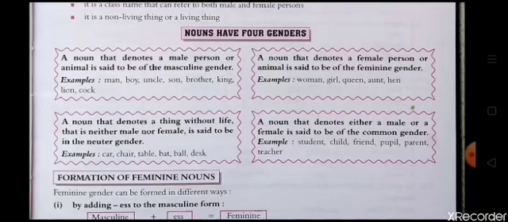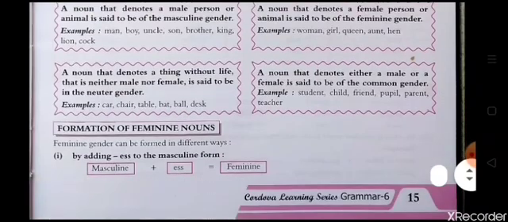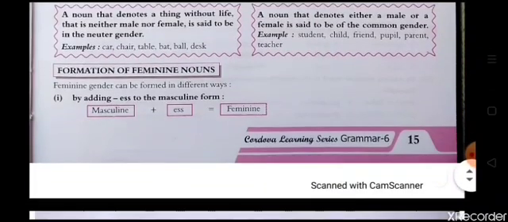A noun that denotes a thing without life that is neither male nor female is said to be in the neuter gender. For example, car, chair, table, bat, ball, desk. A noun that denotes either a male or a female is said to be of the common gender. For example, student, child, friend, pupil, parent, and teacher.